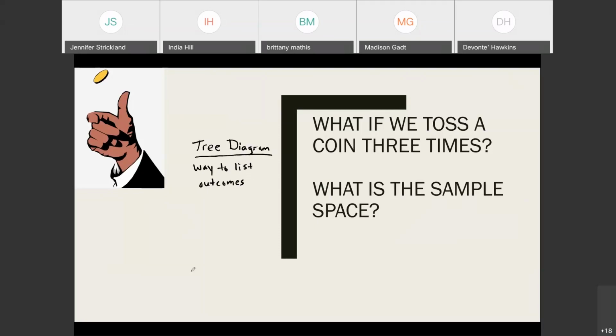Okay, so if we're going to toss the coin 3 times, we're going to break this up into 3 separate things: tossing the coin the first time, the second time, and the third time. So I'm going to put 3 sort of columns up here: toss 1, toss 2, and toss 3. And then I'm going to come down here and put a dot, and that dot is going to be my starting point.